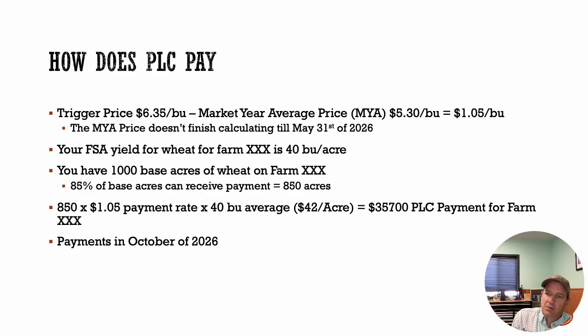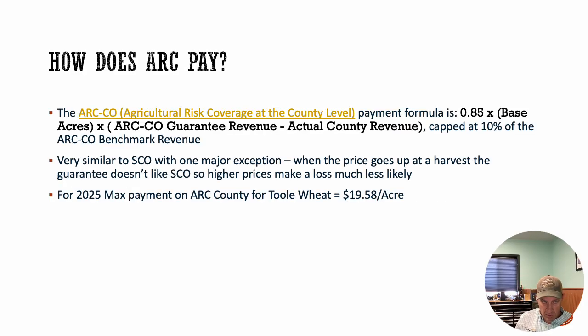How does PLC work? Just a quick refresher for you guys. It's been a few years since this triggered, but they take the trigger price right now, which is $6.35 a bushel, minus whatever wheat is currently on the market year average for wheat through the whole U.S., which is $5.30. So $1.05 a bushel payment. They take that times whatever your yield is for your farm number at the FSA for those base acres. They pay on 85% of your base. So in this scenario, we had 1,000 acres of base acres. They're only going to pay on 850 of that. But the $1.05 payment rate, times, say you had a 40 bushel average for that farm number for wheat at the FSA, it'd be $42 an acre times those acres. And those payments would come out in October of 26, basically.